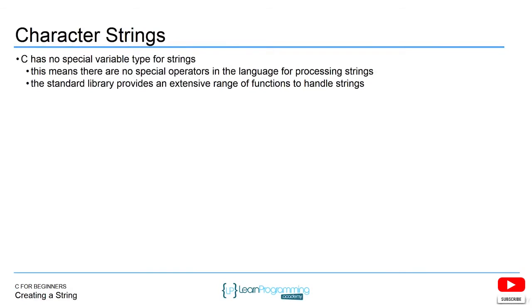Now, C itself doesn't have any data type that represents a string. There's nothing there. Many languages support either an object or a data type of type string. Because there is no string data type in C, you can't use any of the operators on the string. So what we'll end up doing is using the standard library, and there are all sorts of string functions that we're going to talk about.